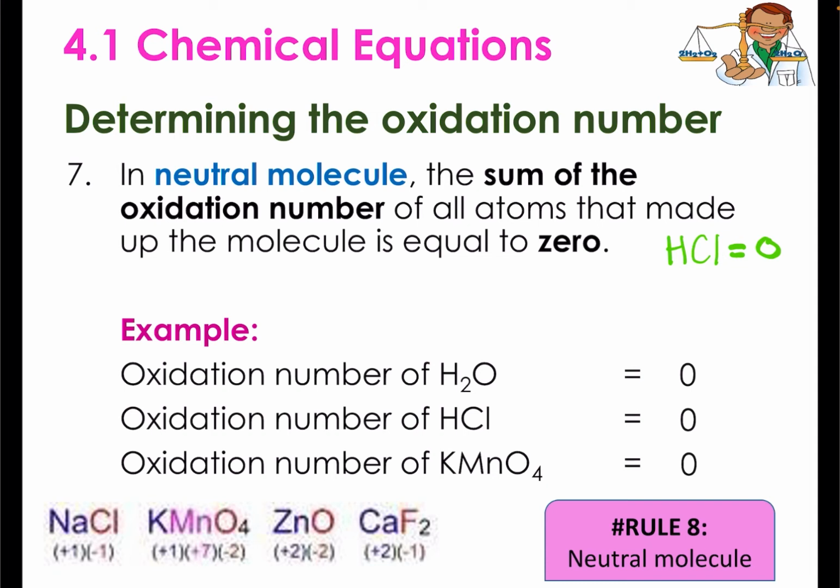We know as general, hydrogen always positive 1. So, I have positive 1. And then, halogen, which is my chlorine here, it will always be negative 1. So, saya tambah dengan negative 1. So, bila saya tambah total ini, saya akan dapat 0. So, that is how you want to prove the neutral molecule should be always 0.